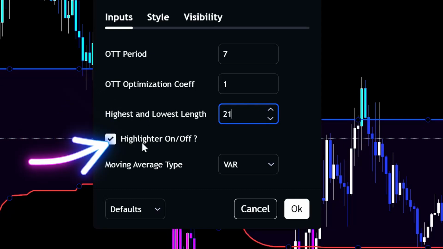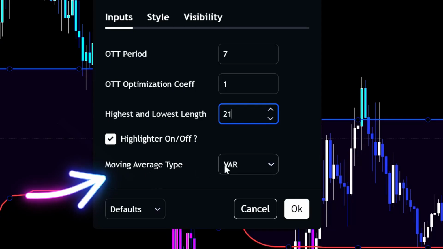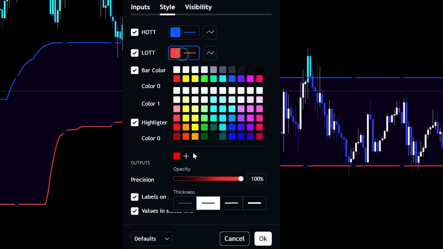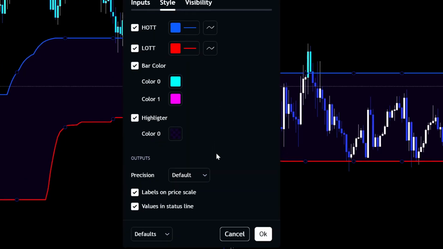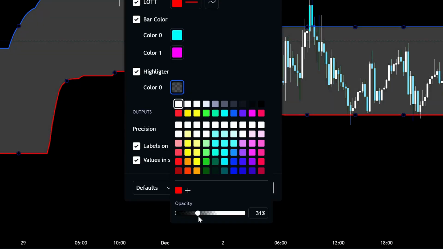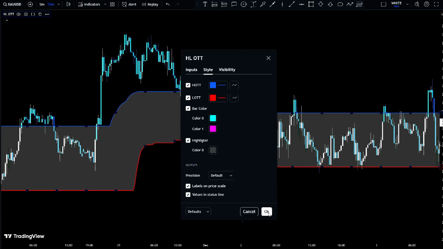To ensure the best performance, make sure the highlighter is turned on and the moving average type is set to VAR. Lastly, let's optimize the style settings to make the indicator more visually appealing and easy to understand on the chart by tweaking the colors and visibility.